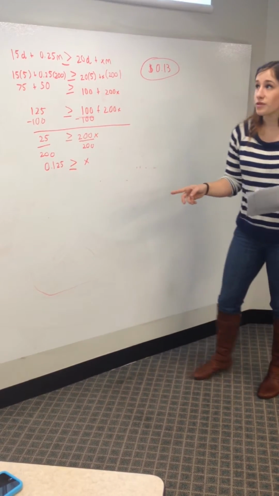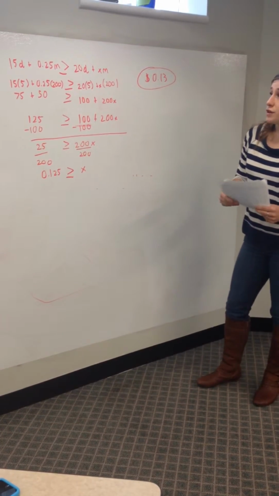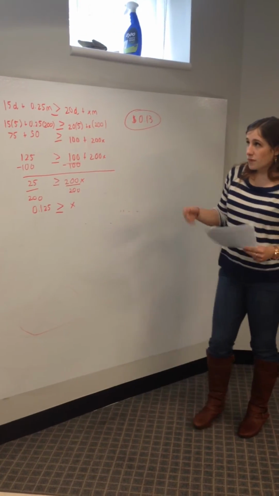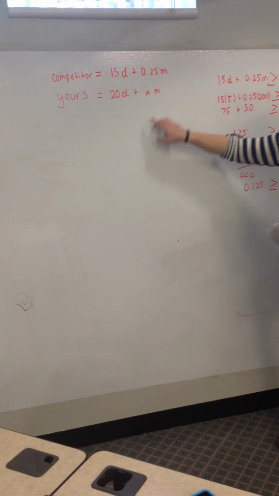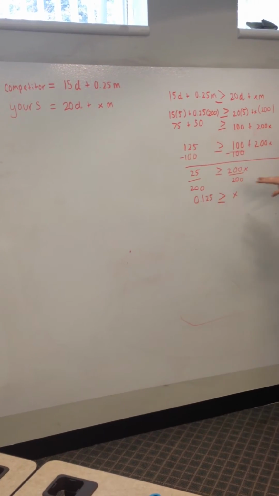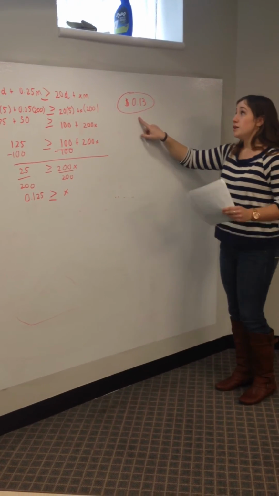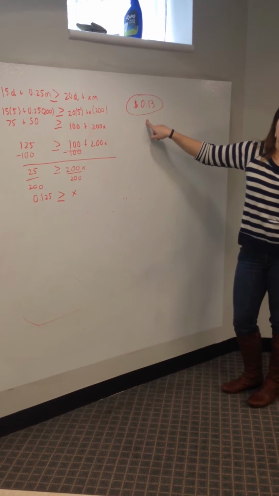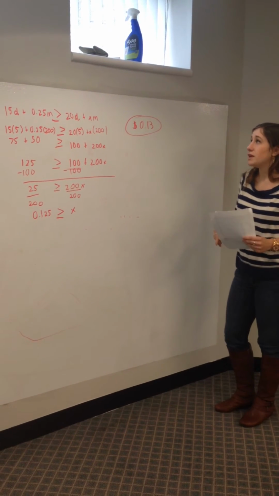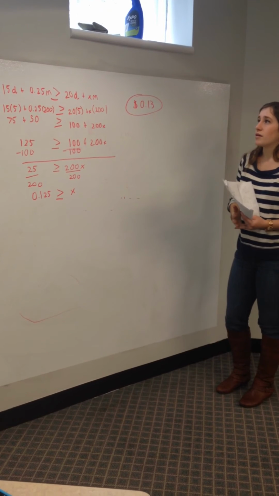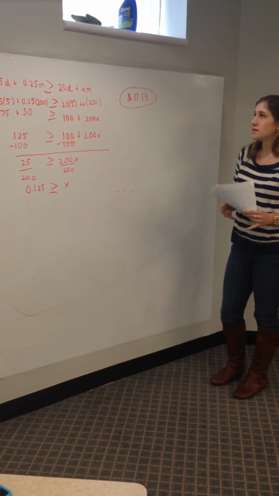So basically, even though your day fee right here is higher than theirs, you're trying to figure out what to charge per mile so that it's cheaper overall at the same time. So if you're rounding, you should charge about 13 cents a mile to be equal to or less than, or have a cheaper price than, the other company. So yeah.